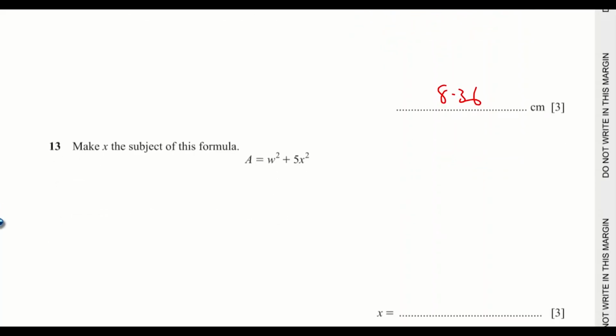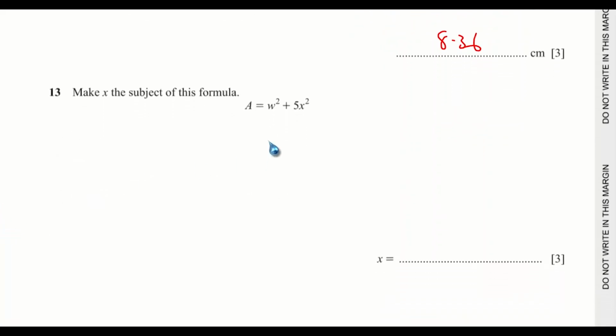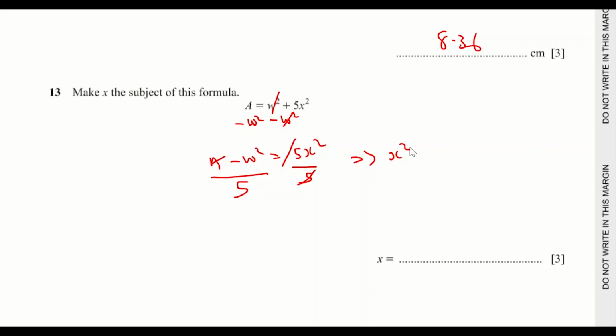Then question 13, make x the subject of this formula. To do this is pretty easy. So subtract w squared, so this will cancel this. So we have a minus w squared equals 5x squared. So next, divide both sides by 5. This will eliminate this. So we are left with x squared equal to a minus w squared over 5.